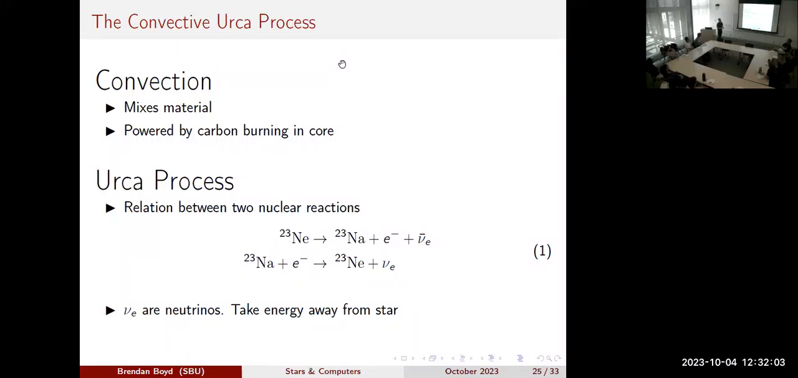Just some terminology: the sodium plus an electron, we call that an electron capture. It's taking in an electron. And the neon turning into sodium and an electron, we call that a beta decay. So the neon is decaying into the sodium, and we get an electron out of it.